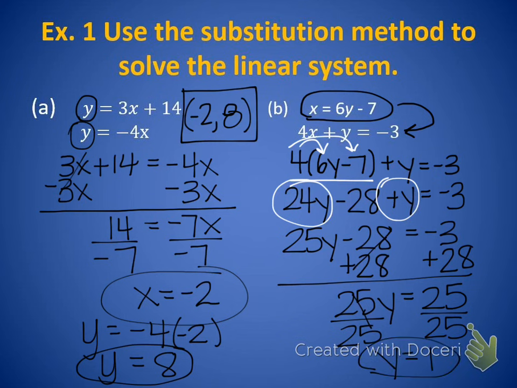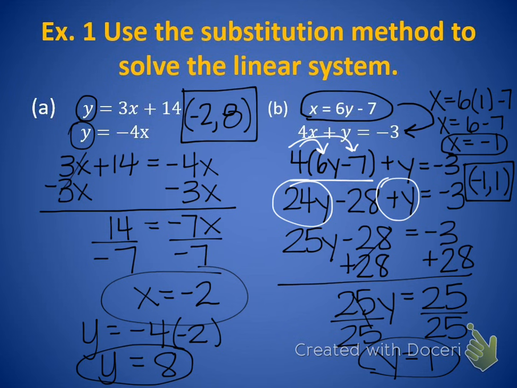Now, circle, don't box. I, again, have options. If I go back up to that original problem, I can choose either of those original equations. I'm going to choose the first one because x is already by itself. So all I got to do is plug in that y, which is 1, and do a little bit of math. So 6 times 1 is 6, minus 7 makes x equal -1. Circle, don't box. And so my final answer, I'm sorry that I ran out of room, is the ordered pair -1, 1.